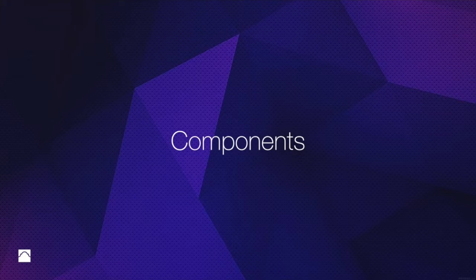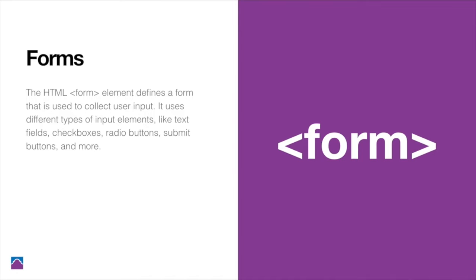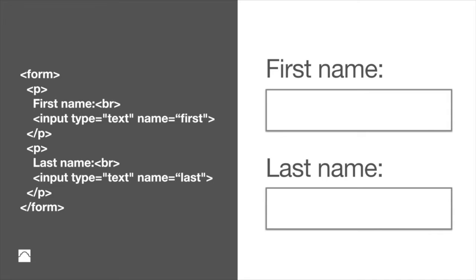And I'm just going to go over some components. So you have HTML forms, which define a form that is used to collect user input. It uses different types of input elements like text fields, checkboxes, radio buttons, submit buttons, and more. So it starts with the form tag. That's the parent tag where you start a form.